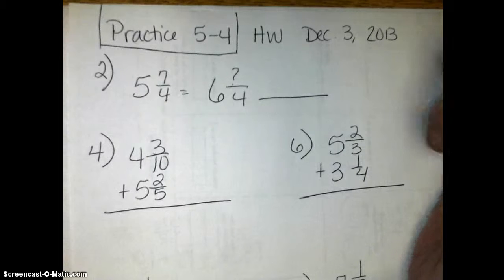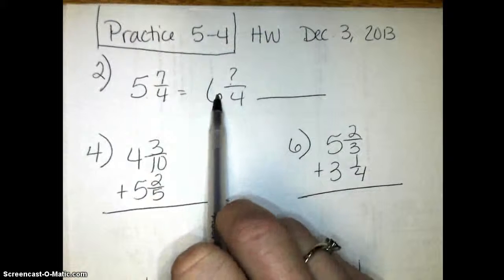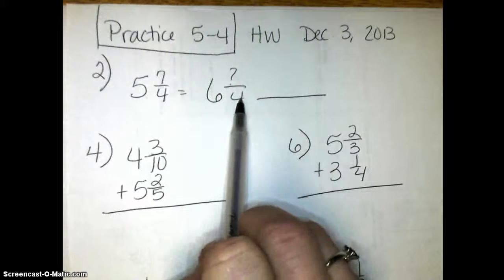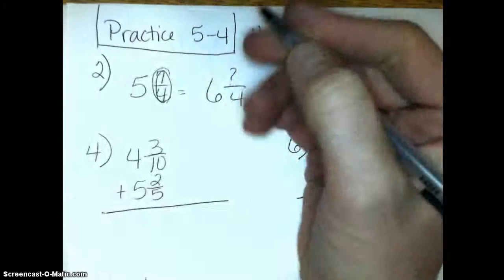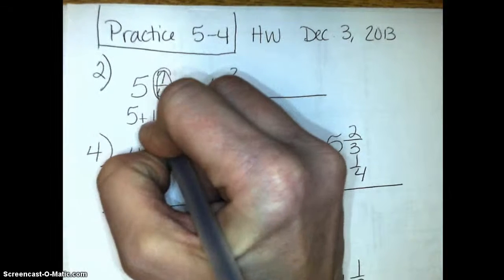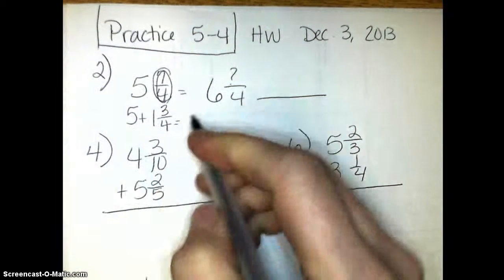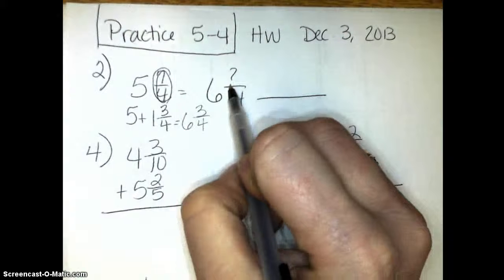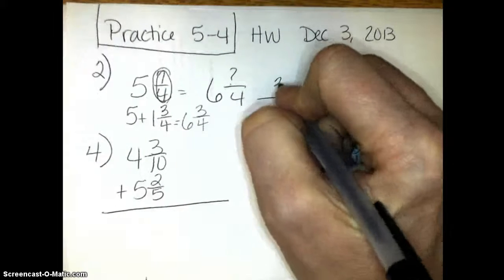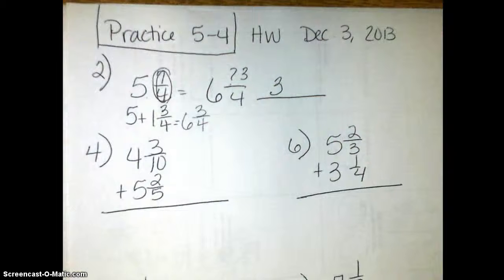drill today. So I'm going to start with number 2, 5 7/4. They would like to know what that is equal to, 6 and something out of 4. Well, hopefully you noticed that this 7/4 is an improper fraction. So we could rewrite 7/4 as 1 3/4. And so if I add that amount to my 5 wholes, I get 6 3/4. So what they're looking for in that question mark is the number 3. That numerator is 3, so 6 3/4.